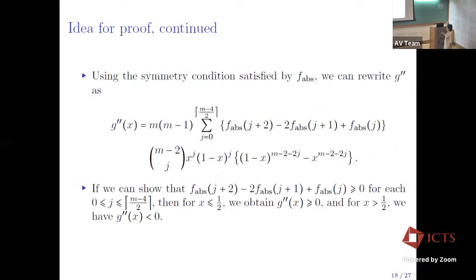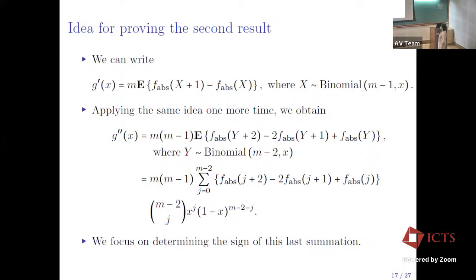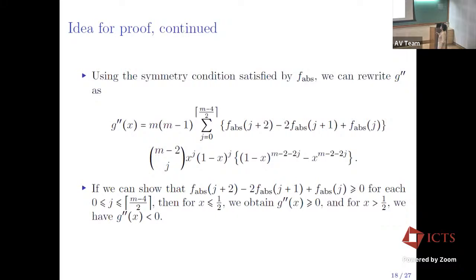So far we haven't needed the symmetry condition. Now if we apply the symmetry condition, instead of looking at the sum from 0 to m minus 2, we look at it halfway. And then for the next half, we replace each of these by 1 minus f absolute of m minus j minus 2 and so on. So we make use of the symmetry condition there. And if we do that, then we are able to write g absolute double prime x in this form, where now the sum runs halfway. And because of this modification, you now have a term of this form.